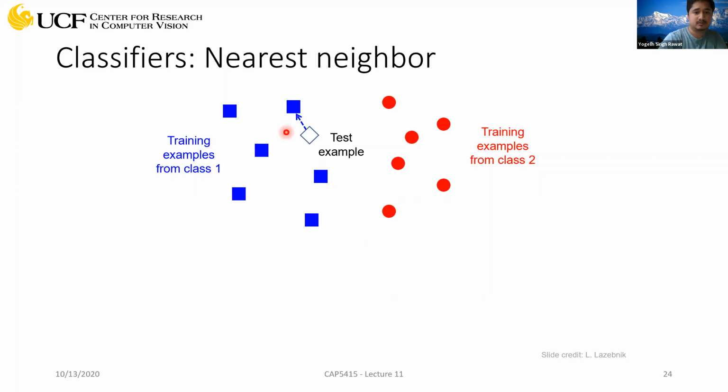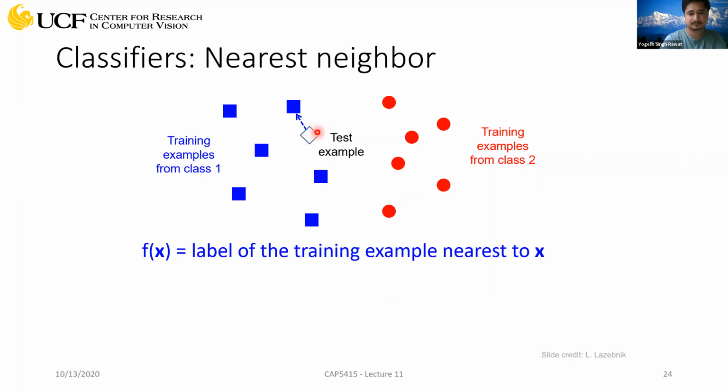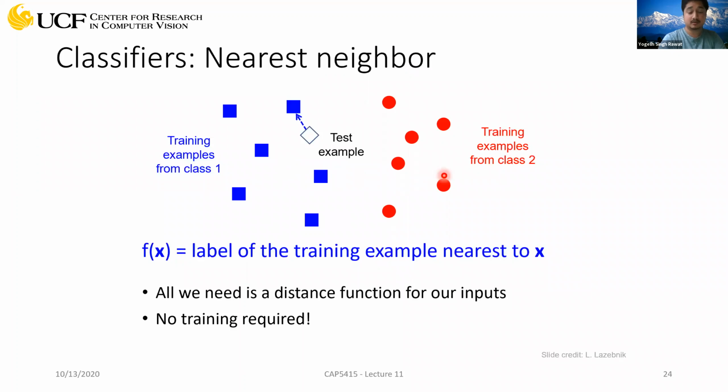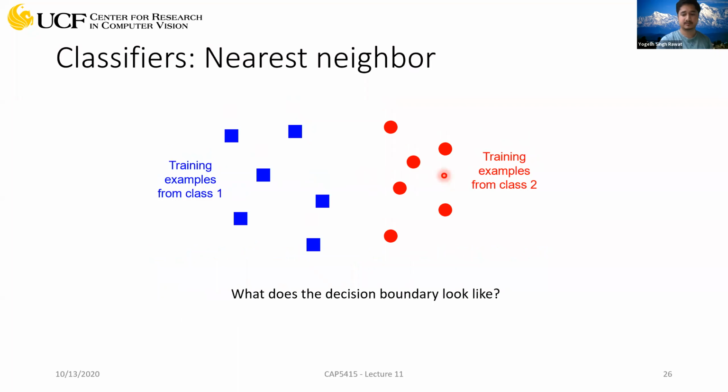Okay, so yeah, this one is the closest. So you can easily classify this as a blue square. All we have to do is just compute the distance between the testing sample and all the training samples. So it's pretty simple. And of course, we don't need any kind of training for this. So that's also a plus point.